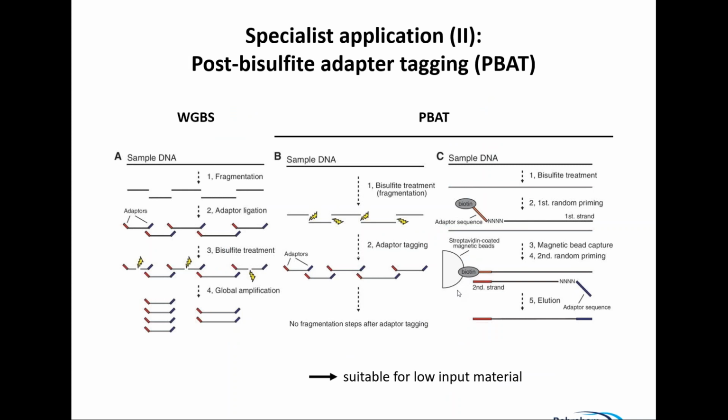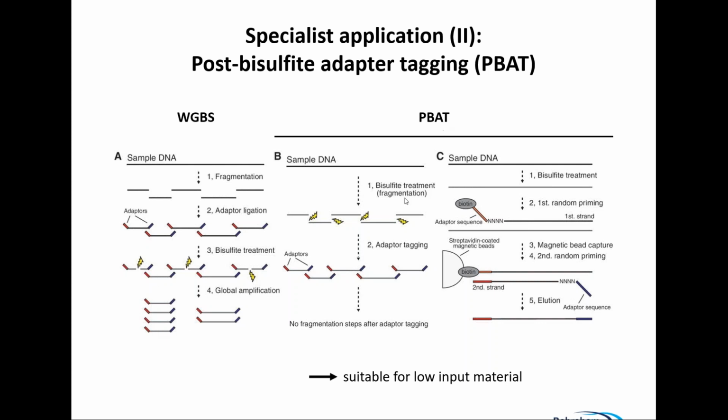And this is, as I mentioned before, the so-called PBAT data, which stands for post-bisulfite adapter tagging. It's a technique that got quite a lot of traction over the last couple of years, because the authors claimed that it's suitable for very low input material. On the left-hand side, you can see the normal bisulfite-seq protocol of whole genome data, where you fragment the data first, you then ligate on adapters, and then you perform the bisulfite treatment. And bisulfite treatment is a very harsh chemical treatment, so it often leads to breaks and nicks of DNA, and those fragments are not going to be sequenced, but you sequence only whatever is left over after the treatment.